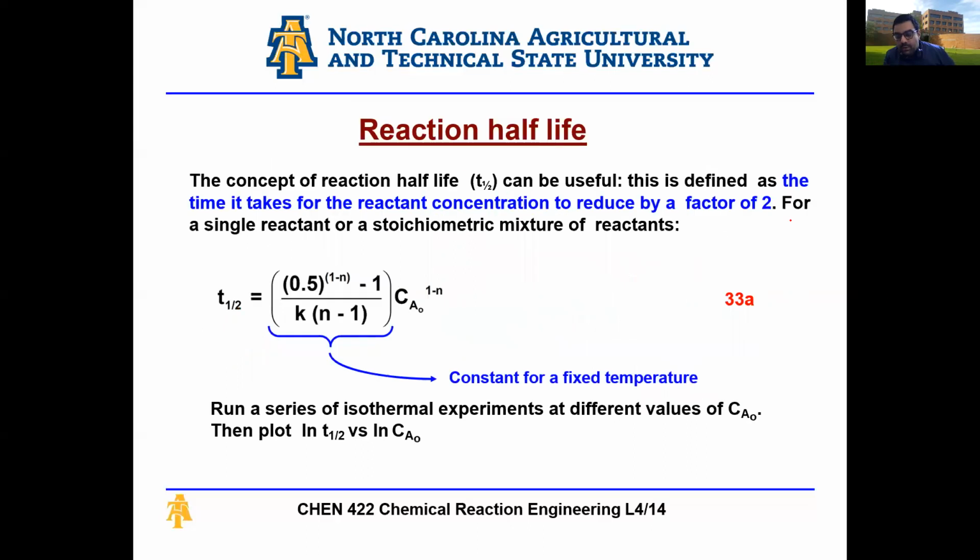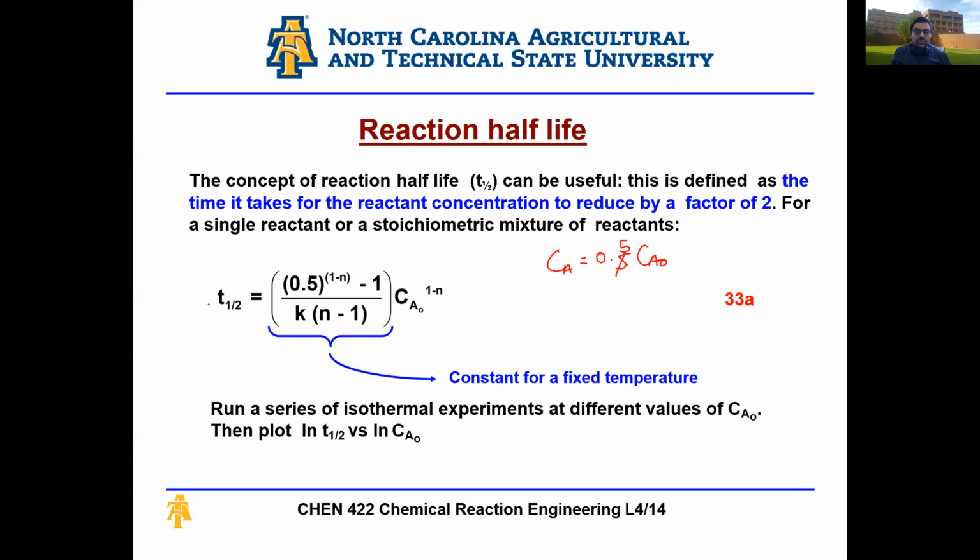Okay, so now let's introduce a new parameter called reaction half-life. And this is a useful concept because it makes a lot of your calculations much easier, because you can always just look at this equation and use it directly, right? The half-life is the time it takes for the reactant concentration to reduce by a factor of 2. So basically the time it takes for Ca to be 0.5 Ca naught, right? Time required for half your species to be consumed.